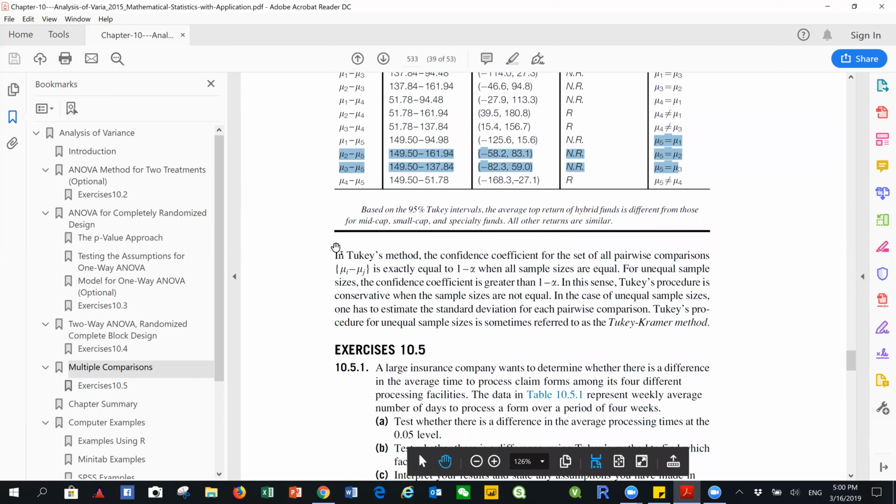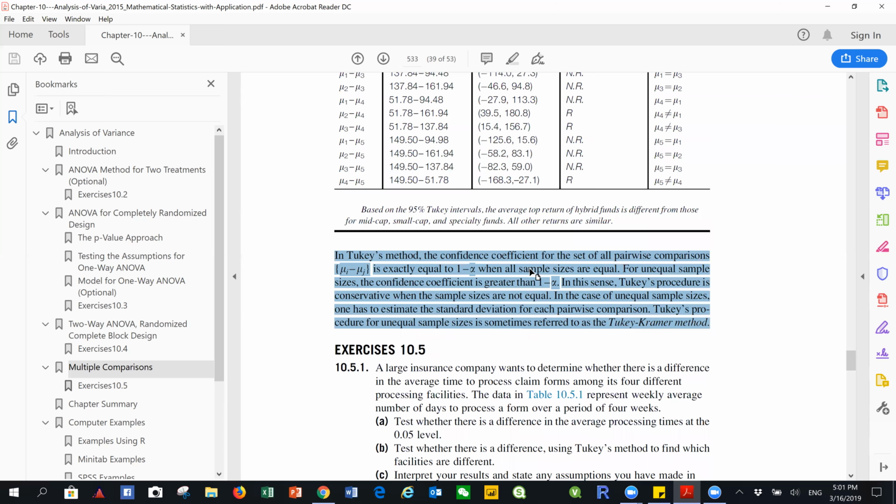In Tukey, lastly, the conclusion is that in Tukey's method, the confidence coefficient for the set of all pairwise comparisons is exactly equal to 1 minus alpha when all sample sizes are equal. For unequal sample sizes, the confidence coefficient is greater than 1 minus alpha. In this sense, it's conservative when the sample sizes are not equal.